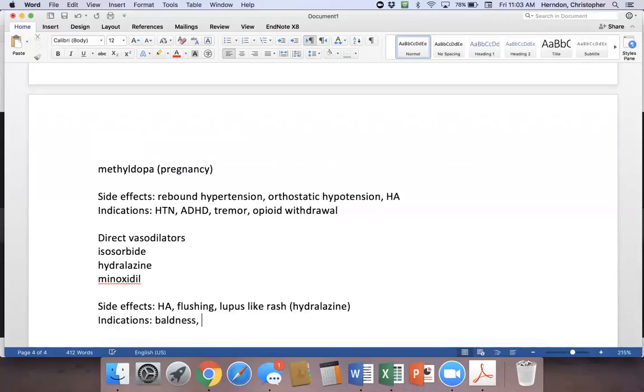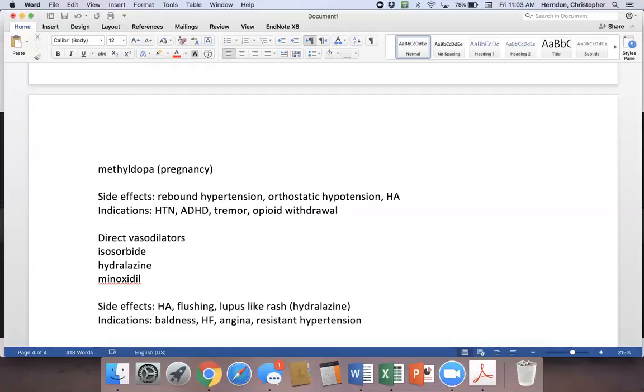When do we use these drugs? Baldness. Heart failure. When else? Angina. Okay. Resistant hypertension. Was this helpful? So did we miss any big blood pressure drugs? We talked about every blood pressure drug.